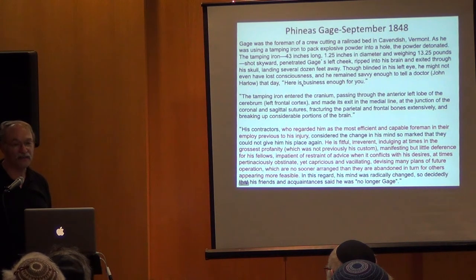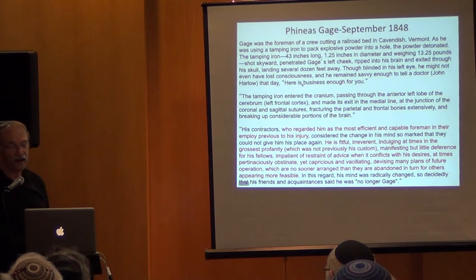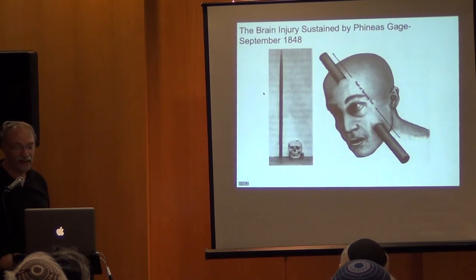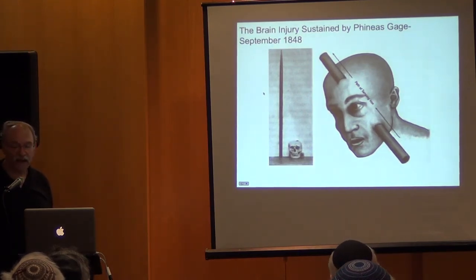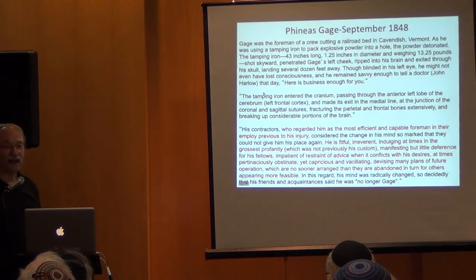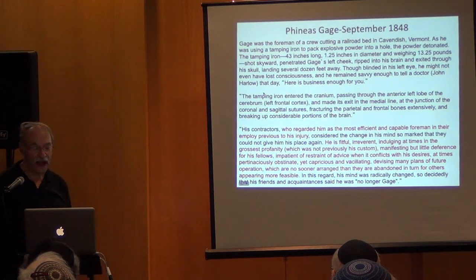And there was a doctor on site. His name was John Harlow, and he's being quoted in the subsequent paragraphs. He apparently went over to him and says, I have some business for you, because of his injury. The next paragraph then describes what his injury was, but you don't need to use your imagination of what happened to his frontal cortex as a result of the tamping iron going through. So John Harlow, the physician mentioned before, then wrote up this case and got several publications, which is what one does in academic medicine.